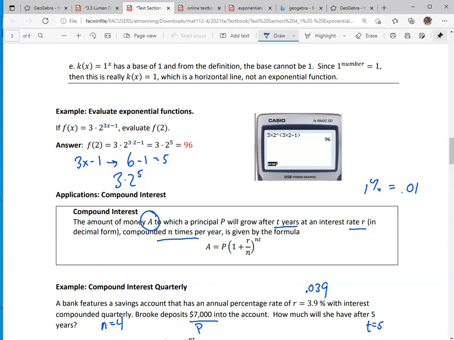Now, with knowing all my numbers, all I do now is plug that in the formula. So I get P, 7,000, times, in parentheses, 1 plus R, which is 0.039, over n, which is 4, to the n times t, 4 times 5 years. 4 times 5, not 45. So make sure you remember that's 20. I'll simplify that to 20 right away before I mess up.